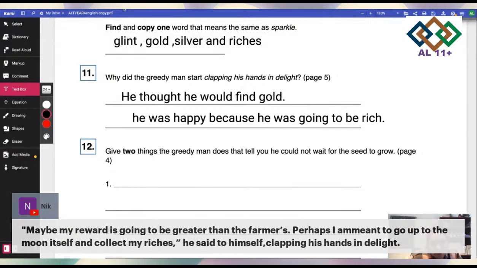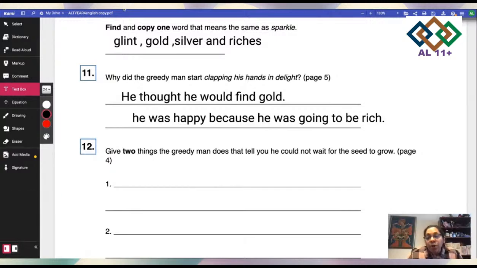Maybe my reward is going to be greater than the farmer's. Perhaps I am meant to go up the moon itself and collect my riches, he said to himself, clapping his hands in delight. Good. So you could have written that in your own words.